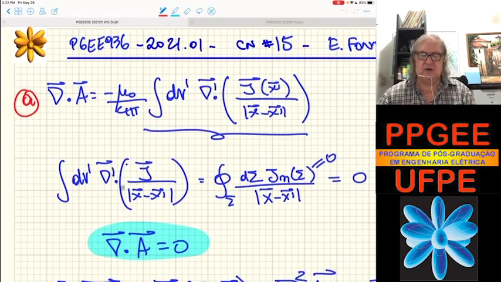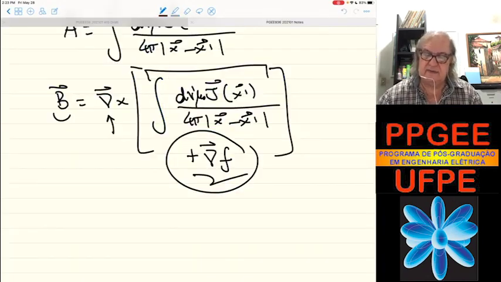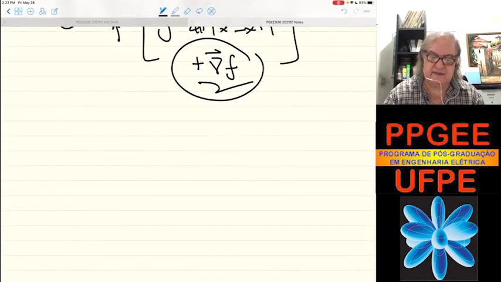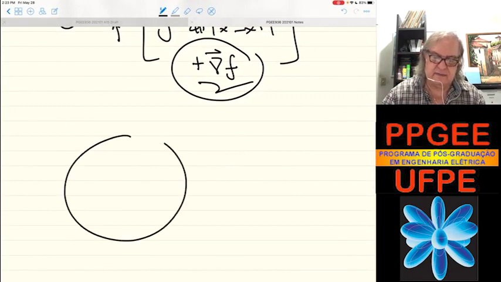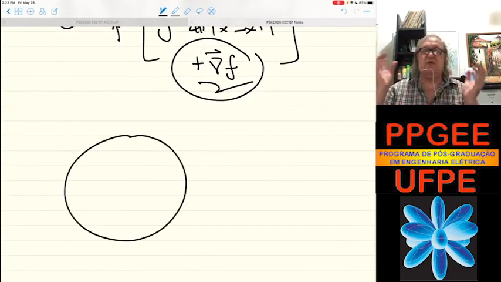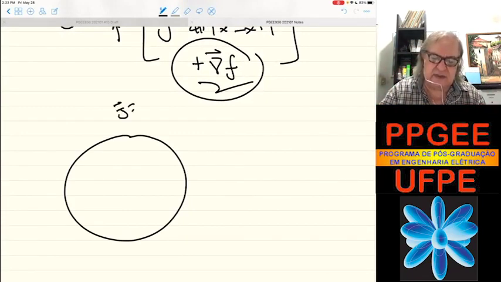So here we use Gauss's theorem. The integral over the volume of the divergence of a vector is the flux of the vector, which requires the normal component of the vector on the surface, divided by the modulus of x minus x prime. So this is the vector. So you have a localized, right? I mean, we have to enclose the current in the volume. Outside, J equals 0. Inside, J is different from 0.